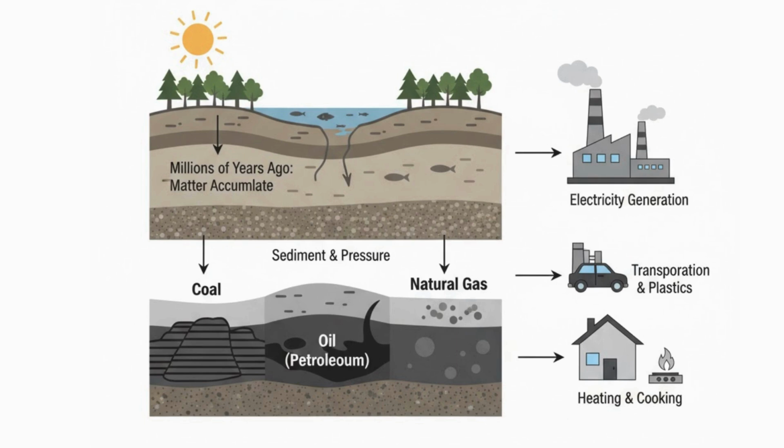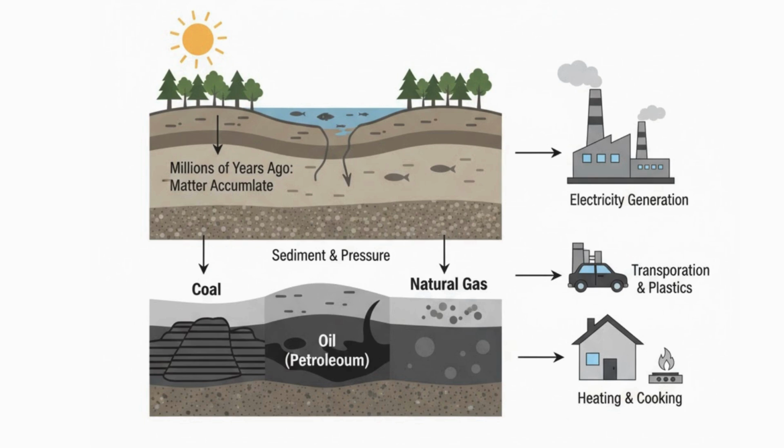When they die, their remains sink to the bottoms of swamps, oceans, or lakes. Layers of mud and sand cover the dead matter, preventing it from decomposing completely. So this is the first step of fossil fuel formation. Secondly, sediment burial and pressure. The weight and pressure from these layers squeeze the dead material tightly, so the oxygen supply is cut off and the material does not rot. It slowly turns into a dense organic substance, which we call kerogen.